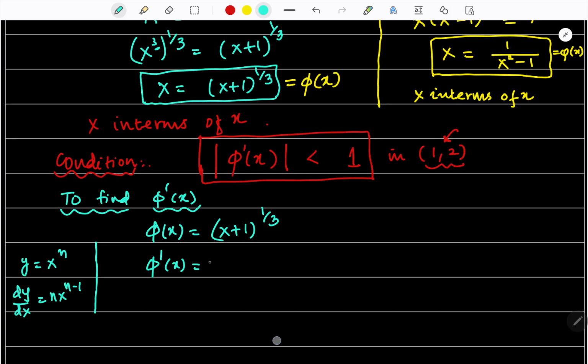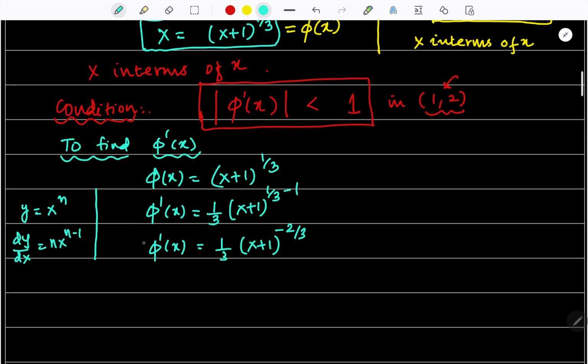Right. So this 1 by 3 comes this side, (x plus 1) to the power of 1 by 3 minus 1. So phi dash of x is equal to 1 by 3 (x plus 1) to the power of 1 by 3 minus 1, which is minus 2 by 3. Okay, right. So this is your derivative phi dash of x. Now what I said, the absolute value of phi dash of x is less than 1, in the interval (1, 2).